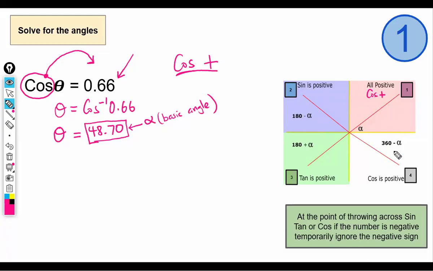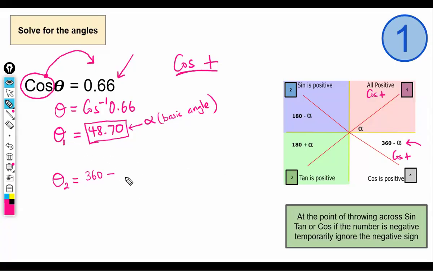Cosine will be positive in two places. Do we all agree that cosine will be positive in quadrant 4? It clearly says that, because everybody is positive in quadrant 1, and cosine is positive in quadrant 4. So to get our second answer, we have to use the formula in quadrant 4. The first answer, just call it theta 1, and the next answer, theta 2. What's the formula in quadrant 4? 360 minus the basic angle. Look at it, 360 minus alpha.